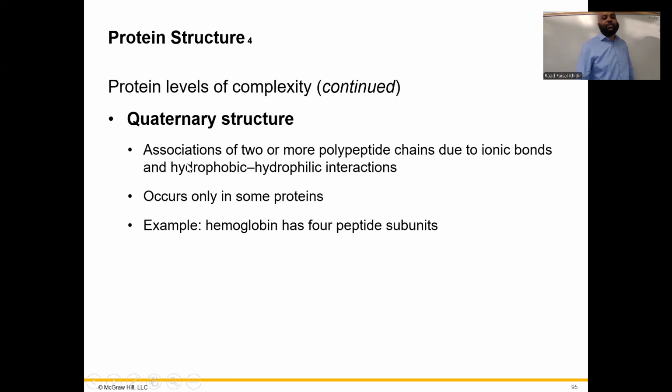Then the quaternary structure, these are associations of two or more polypeptide chains due to ionic bonds and hydrophobic and hydrophilic interactions. And that occurs in some proteins. An example would be hemoglobin. That's a perfect example of a functional protein. So hemoglobin is primary, secondary, tertiary, or quaternary? Quaternary.